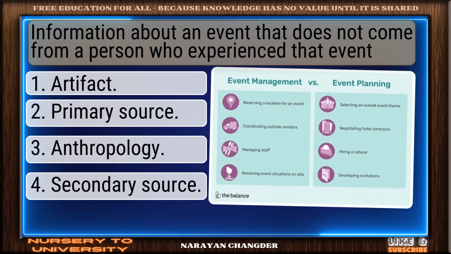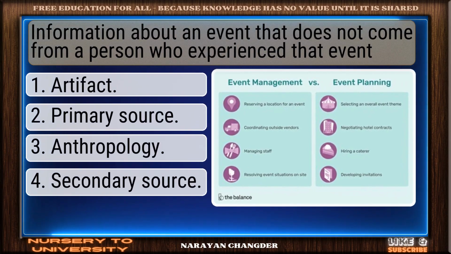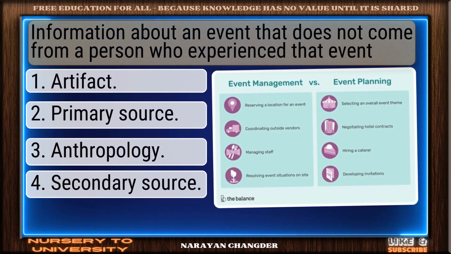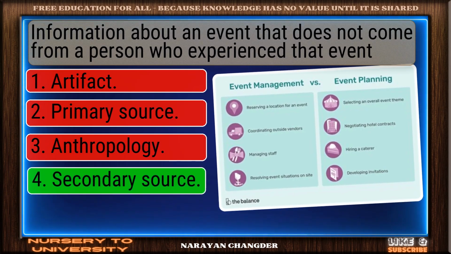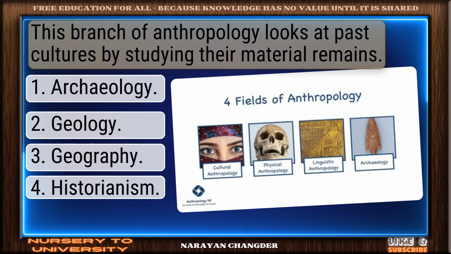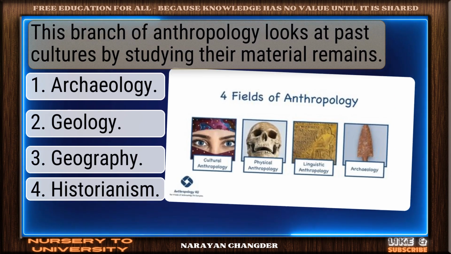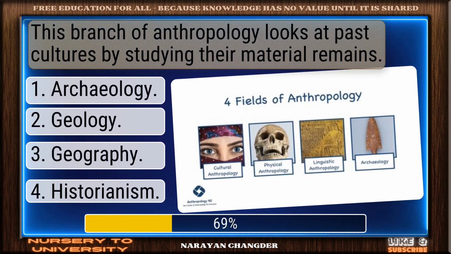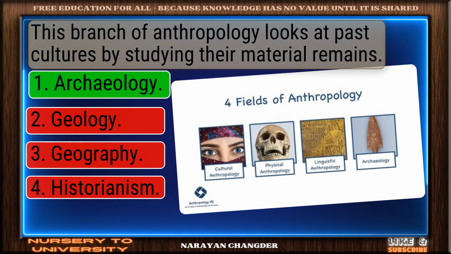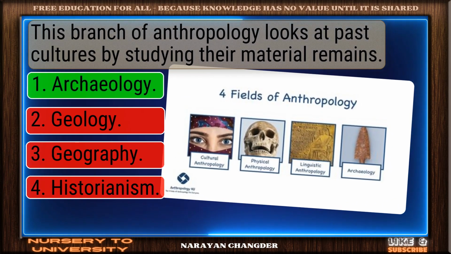Information about an event that does not come from a person who experienced that event. Exactly. Secondary source makes sense. This branch of anthropology looks at past cultures by studying their material remains. Solid response. Archaeology is a valid choice.